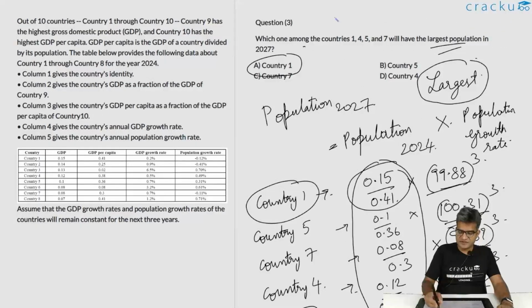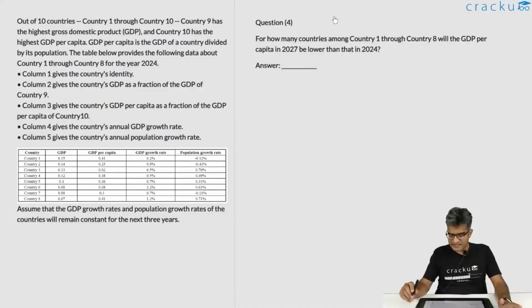Let us look at the next question. For how many countries from country 1 to country 8 is the GDP per capita in 2027 less than GDP per capita in 2024? One thing you'll notice is we are given the GDP per capita of 2024. We are given the GDP growth rate, we are given the population growth rate. We are not given the GDP per capita growth rate. So we'll try to infer it.